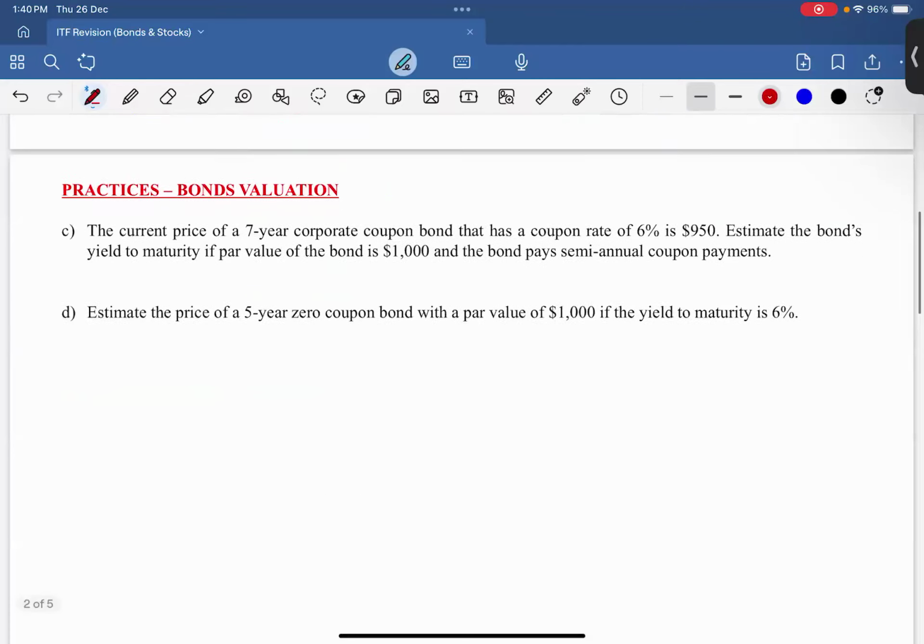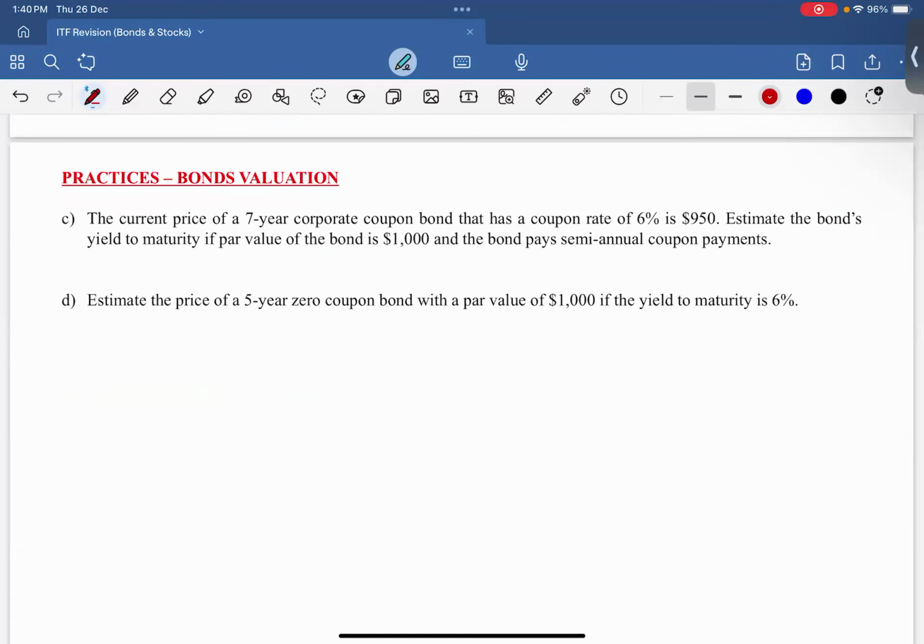Also a bonds question. Question C. The current price of a 7-year coupon bond that has a coupon rate of 6% is 950. That's the current price. Estimate the bond's yield to maturity if the par value of the bond is 1,000 and the bond pays semi-annual coupon payments. So they ask you to calculate yield to maturity. Let's do it together.